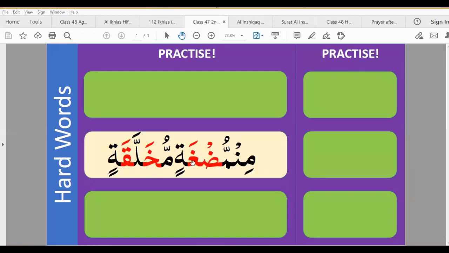Mim mudghatin mukhallaqatin. Mukhallaqatin. Excellent, well done. Really nicely read. Okay, just one thing to look out for over here. This is a meem mushaddad as well. Okay, it's a meem mushaddad, so we must make sure we're making the meem ghunna sound. Okay, timmu. Temmu.